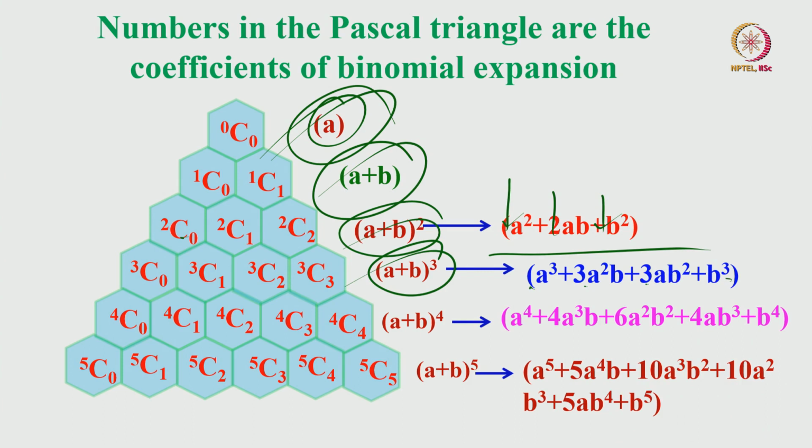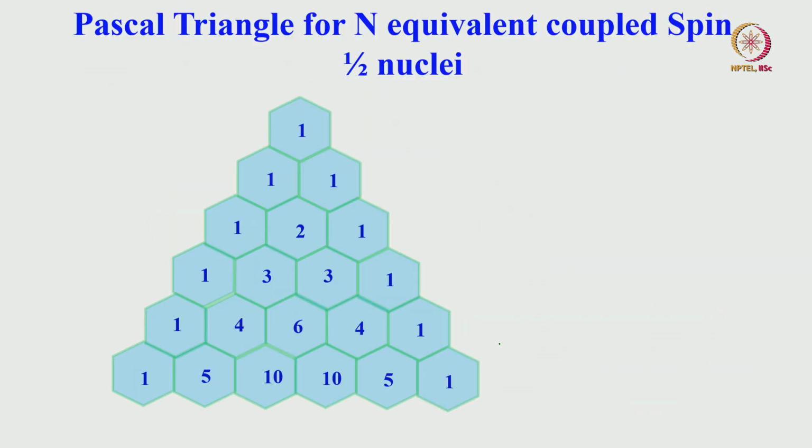But if you want to understand that, there is a way to understand by combination also. These are 0C0, 1C0, 1C1, like that you can understand. This is nothing but the coefficients of the binomial expansion. So, Pascal triangle, that is how we generate.